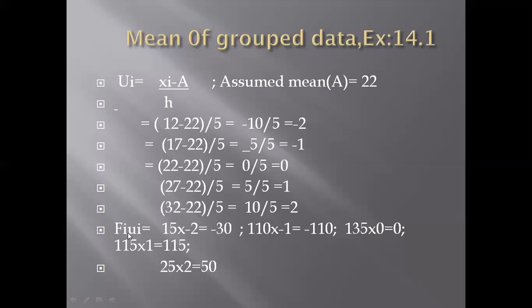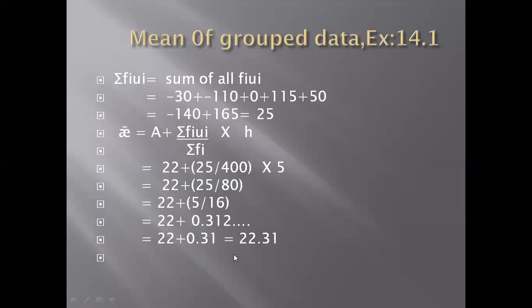Now, fi ui also you see 15 into minus 2, minus 30, 110 into minus 1, minus 110, 135 into 0, 0, 115 into 1, 115, 25 into 2, which is equal to 50. Now, sum of all fi ui, minus 30, minus 110, 0, 115, and 50. Add both negatives first.